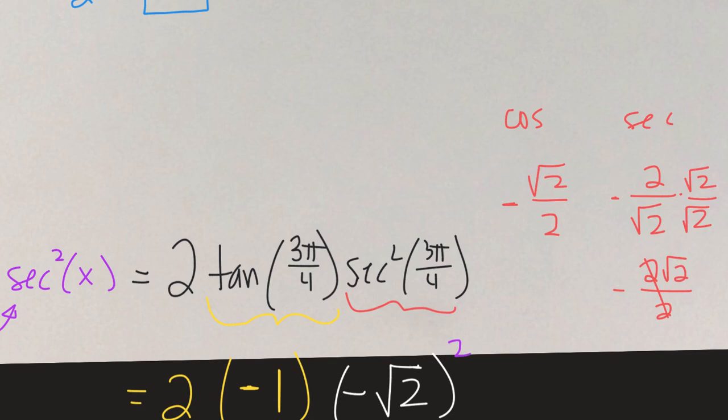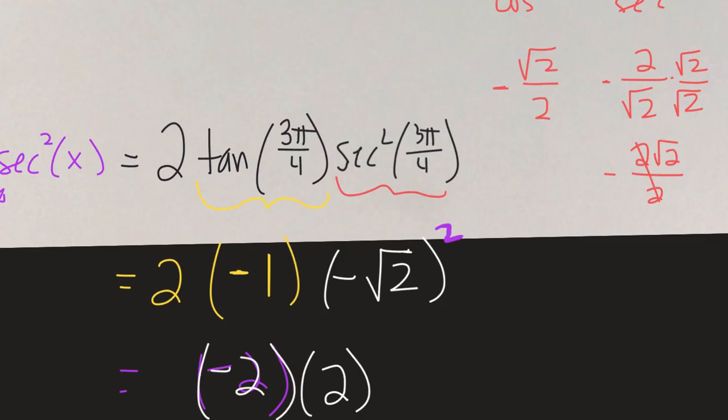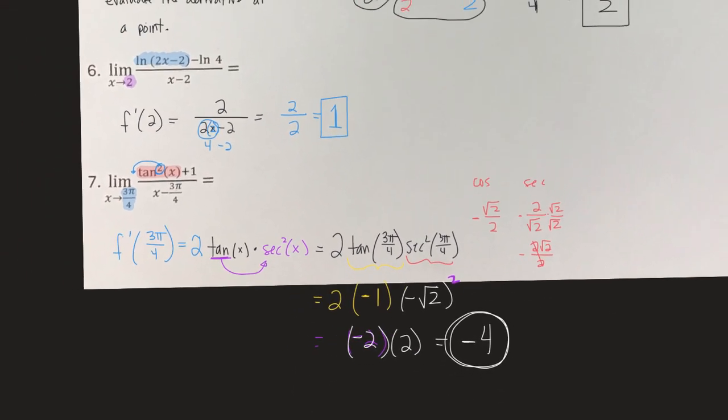And this thing we have to square because it says secant squared. So before we do our multiplication, we have to square that root 2. So simplifying, this is negative 2. We can multiply those together. But what is negative root 2 times negative root 2? That's positive normal 2. So negative 2 times positive 2 is negative 4. So our final answer is negative 4.